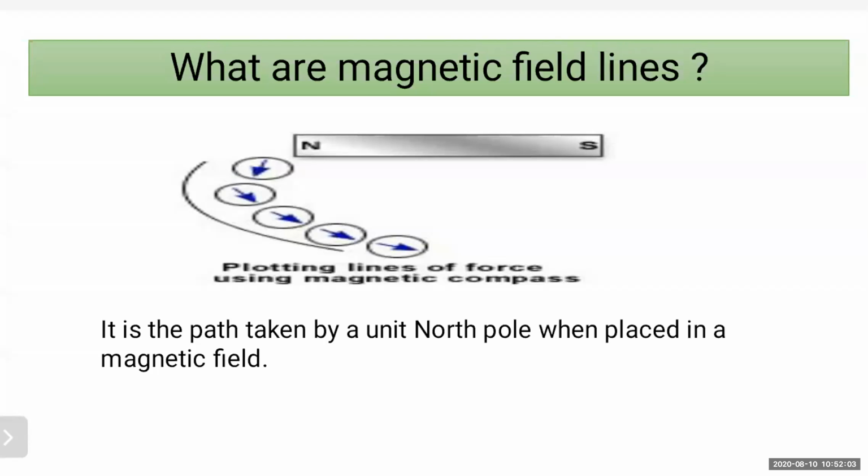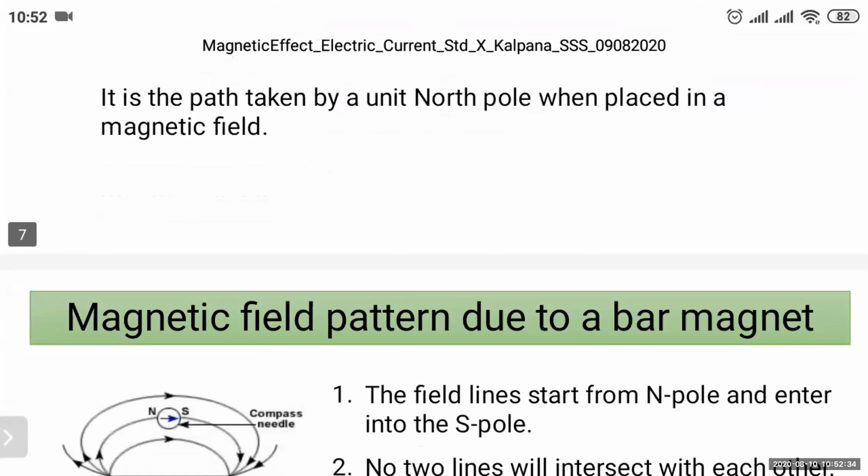Now it is the path taken by a unit north pole when placed in a magnetic field. So it is the magnetic lines, and these magnetic lines are closed continuous curves. They start from the north pole and end on the south pole. So these are the magnetic lines. Again, no two magnetic lines of force can intersect each other.